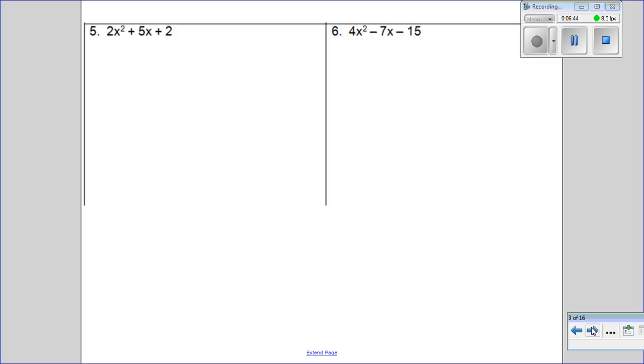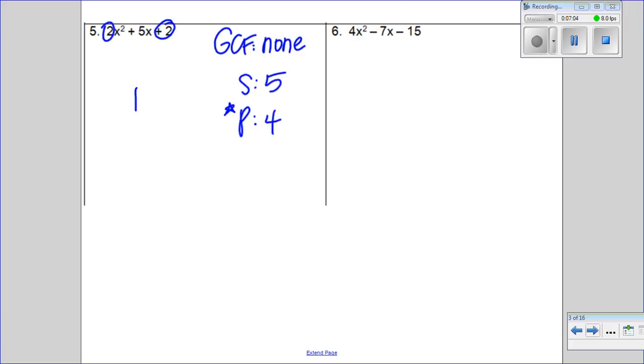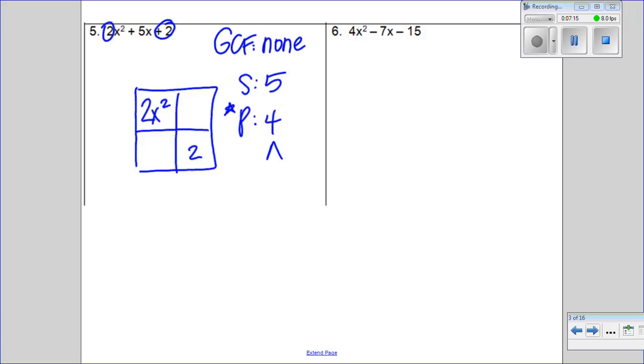It looks like I could have a greatest common factor, but that 5 messes me up. So my GCF is still none, giving you some extra of these to practice doing with the box. So now my sum is 5, my product is 4. Remember, I've got to multiply these two to get my product. Start by filling out my box. 2x squared, 2. And then what are the factors of 4 that can add up to 5?